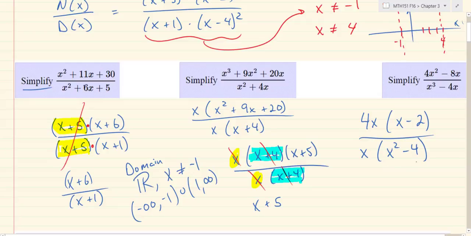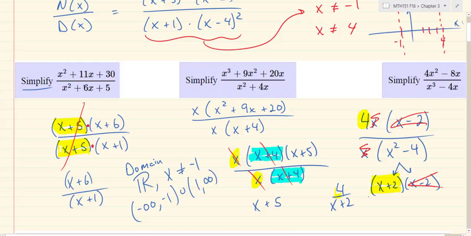No. This x squared minus 4 is a difference of squares. So this can be factored into x plus 2 and x minus 2. So now we can cancel an x and an x. We can cancel an x minus 2 and an x minus 2. And I think what we're left with is a 4 on the top and an x plus 2 on the bottom. So that would be our function, 4 divided by x plus 2.